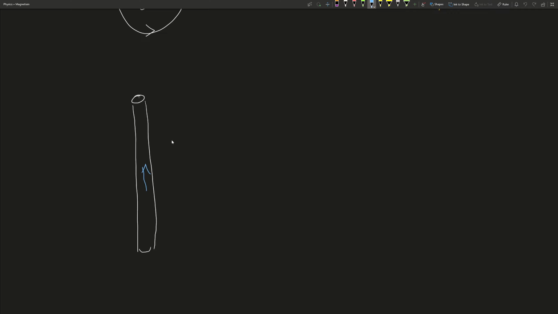And so what the right hand rule states is that if you use your right hand and you curl it into a thumbs up position, where you stick your thumb out and curl your fingers, then if this is your right hand, your thumb points in the direction of the current.